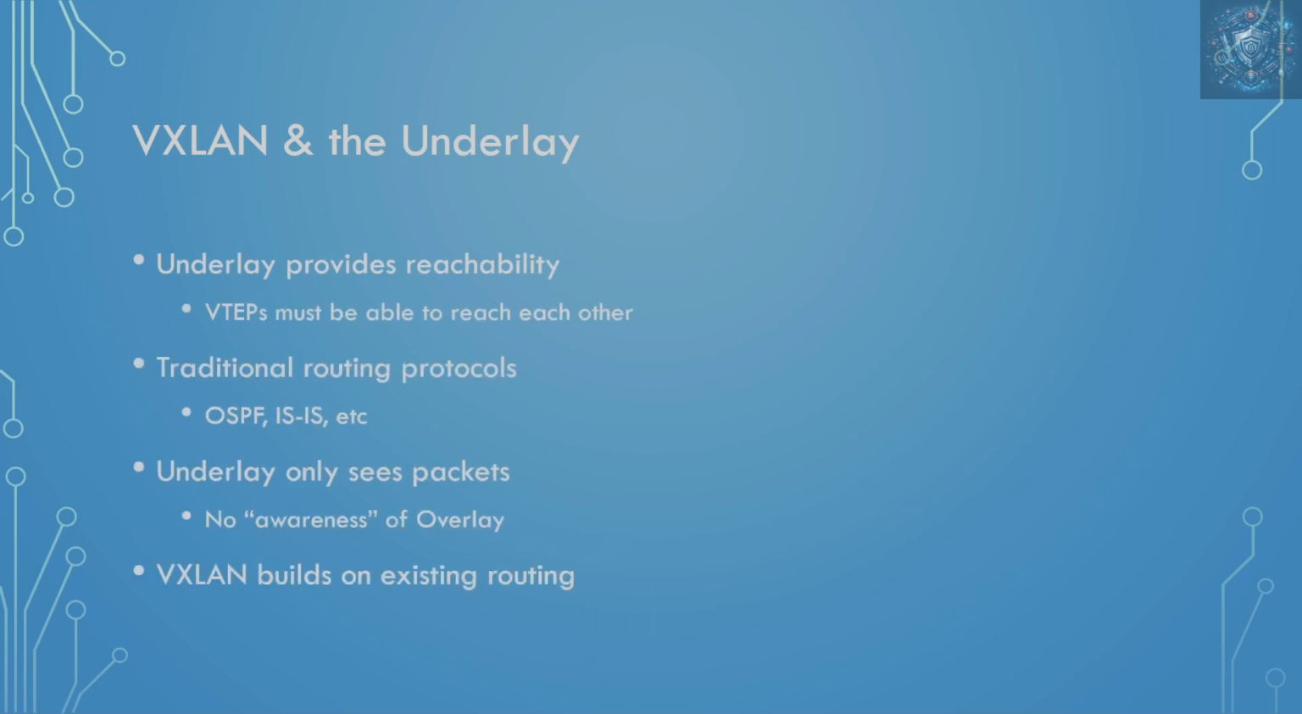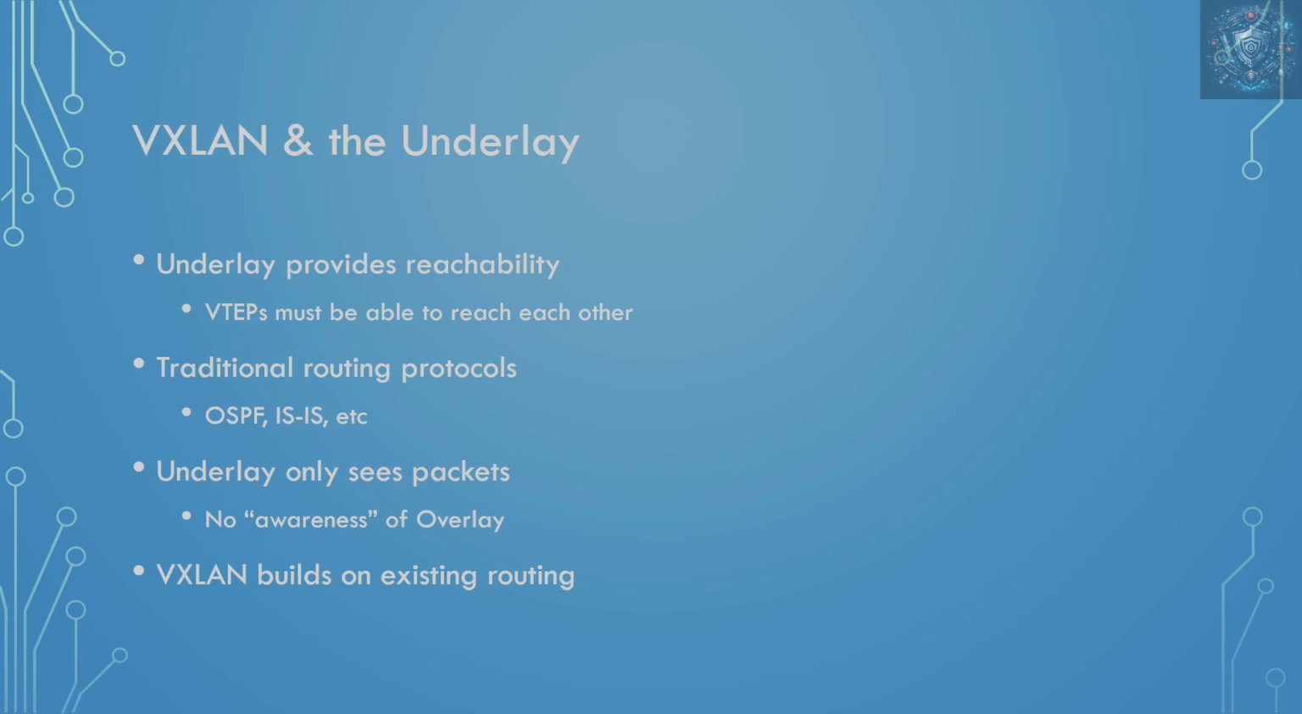So the big thing here is VXLAN isn't replacing routing. And that's one of the big misconceptions that I hear, that VXLAN is routing. No. VXLAN isn't replacing routing. It's not routing itself. VXLAN depends on those underlay routing protocols. Because without those VTEPs being able to reach each other, VXLAN doesn't work. The overlay doesn't work. So it doesn't replace routing.